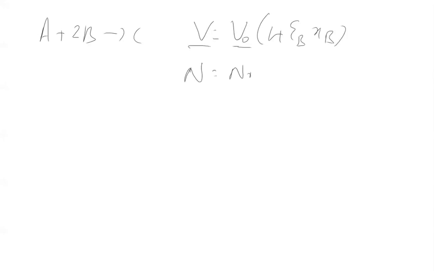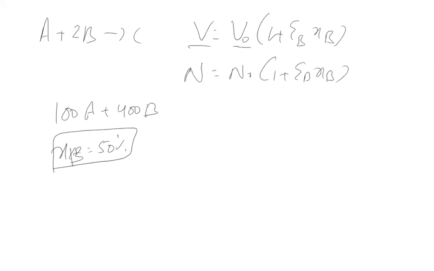So I'll show you another way of solving this problem. Let's say A plus 2B gives C. V equal to V naught into 1 plus EB XB. So V I can write as total moles, no? N equal to N naught into 1 plus EB XB. Volume and moles are proportional. So I have 100 A plus 400 B. Now I am not taking 100% XB, because for 100% of B I need 200 A, but I don't have 200 A.